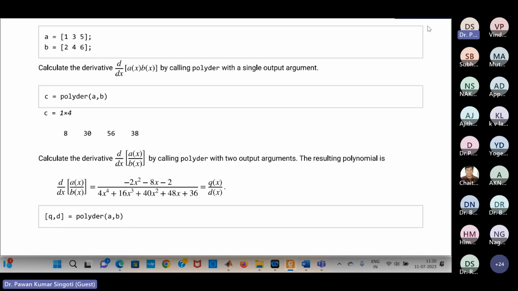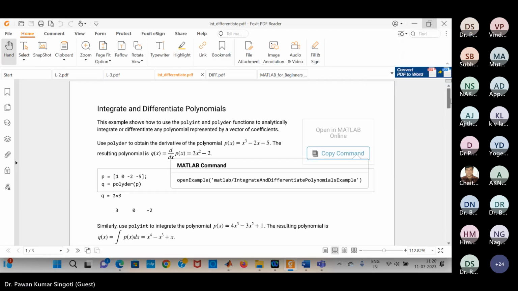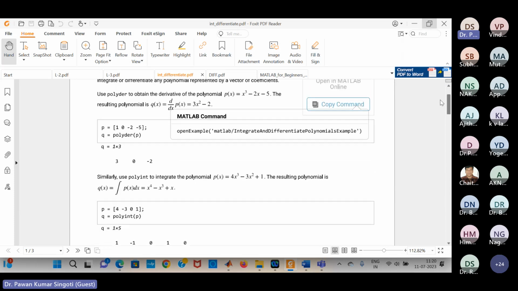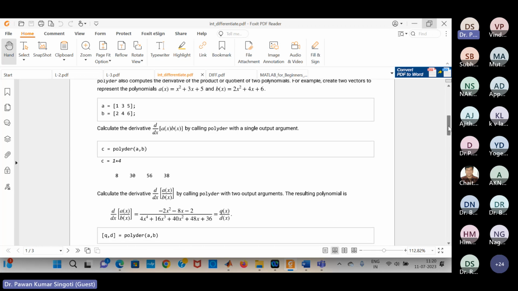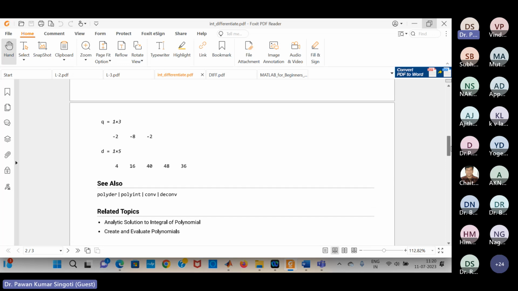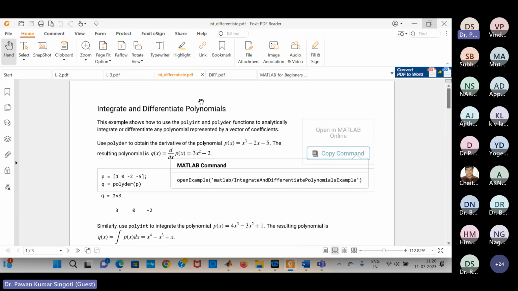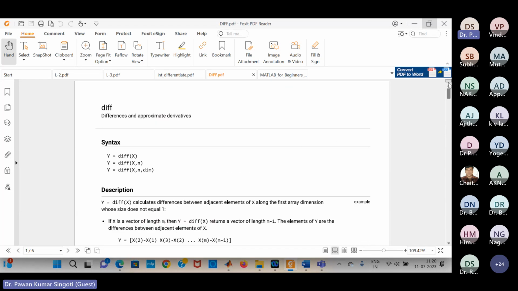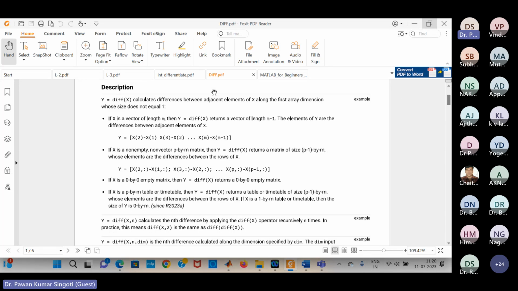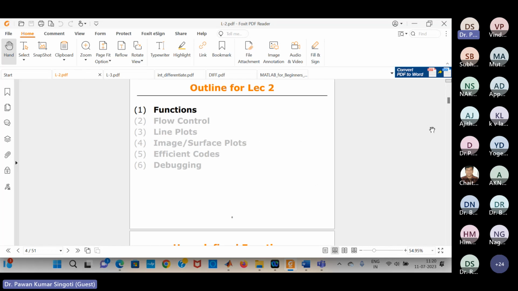I will share these sheets with you, so you can also practice how to find integration and differentiation of polynomials, and some optimization problems, ODE and integrations. Also differentiation of vectors with multiple dimensions, and plotting commands, functions, flow control, line plots, image and surface plots, 3D plots, how we can make efficient code, and how we can do debugging.